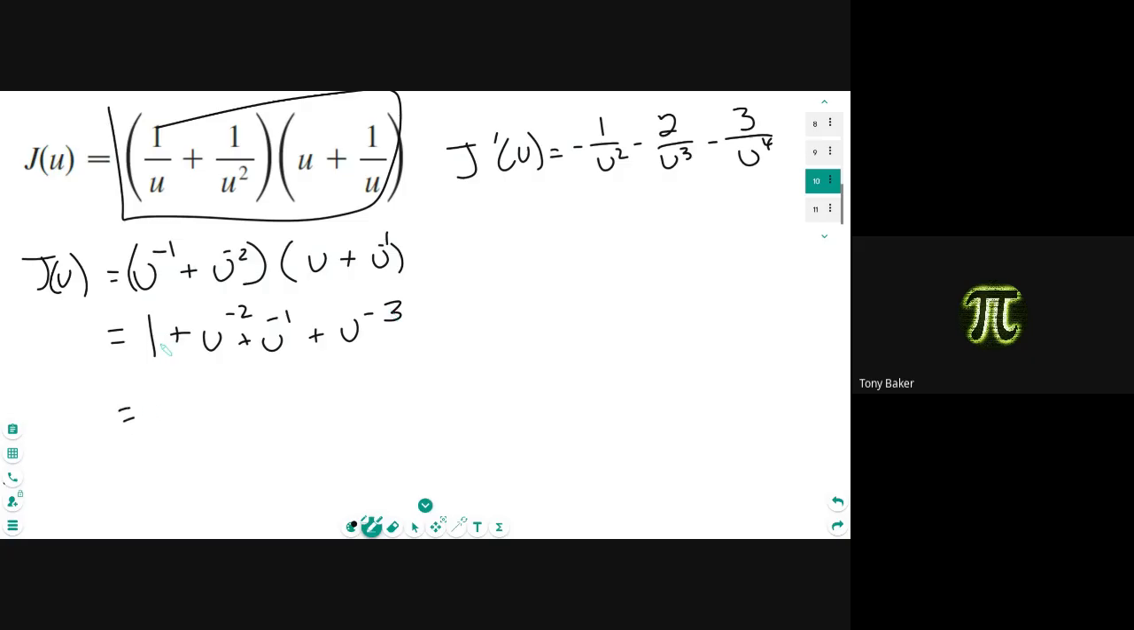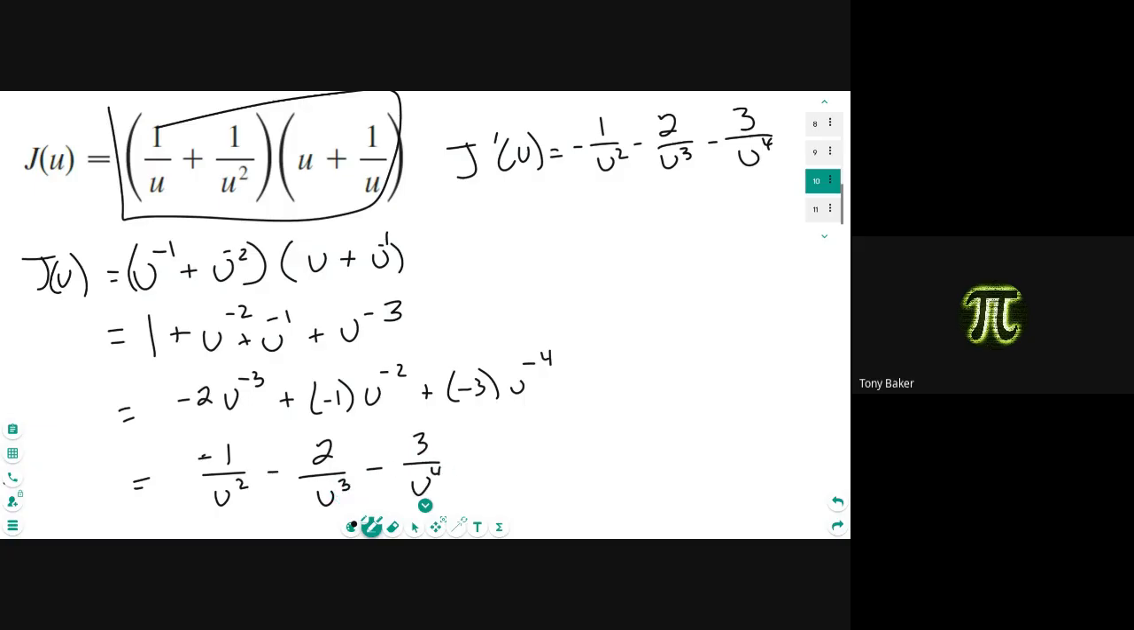Derivative of that is 0. The derivative of this would be negative 2u to the negative third plus -1 u to the -2nd, -3 u to the -4th, which ends up giving you -1 over u squared minus 2 over u to the 3rd minus 3 over u to the 4th. That's how I would have done it.